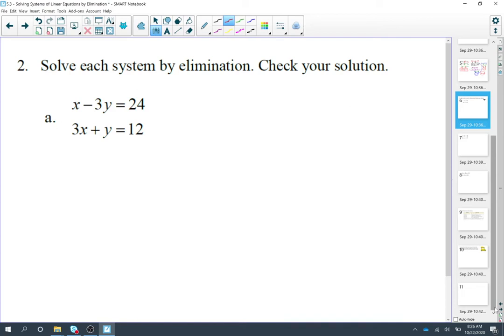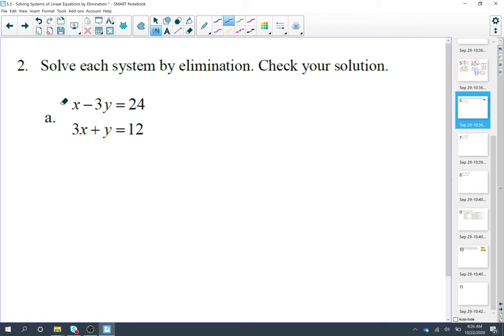Example 2. Solve each system by elimination. Check your solution. Now, same idea. X's are lined up, Y's are lined up, equals are lined up, constants are lined up. So now we're looking for an opposite coefficient.